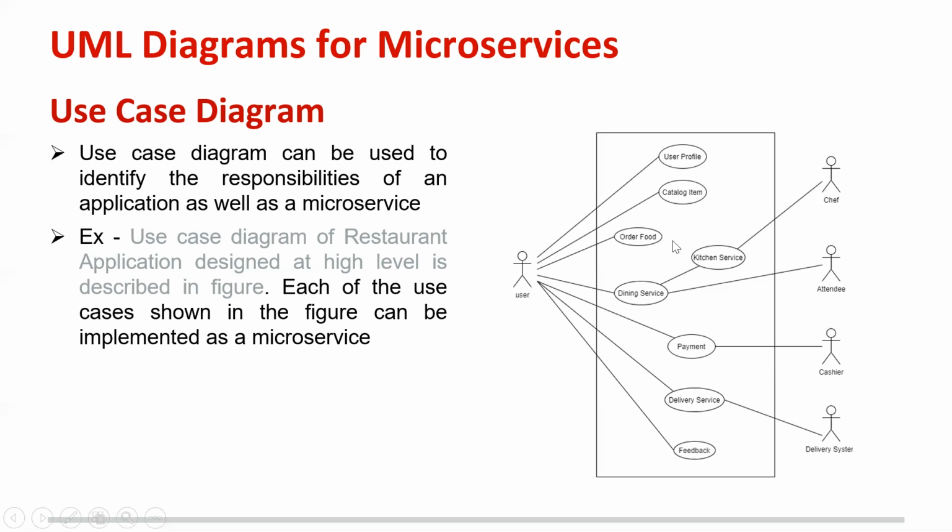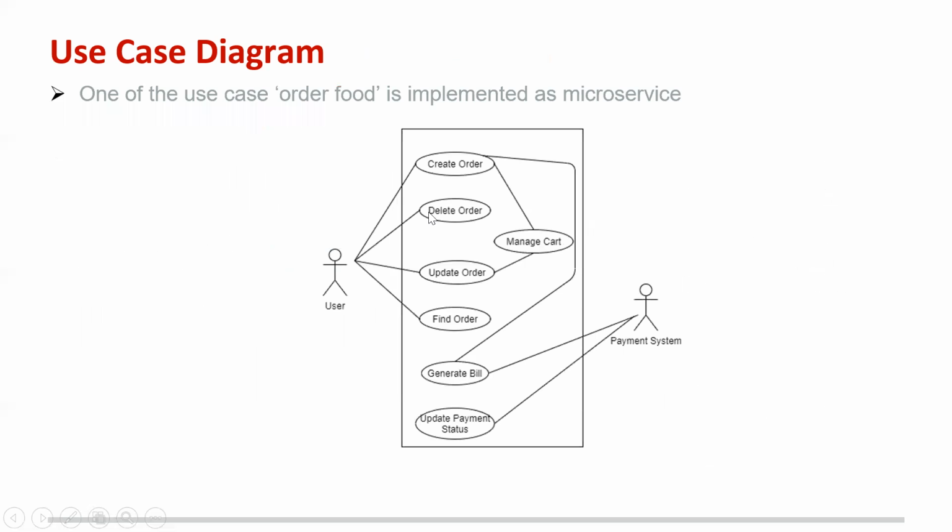We can also design a use case diagram for a specific use case. If you see, each of these use cases is focusing on a particular function. So each of these use cases can be implemented as a service. Inside the service, we can define all the logic it has to do. For example, if we take this order food use case, we will design the use case diagram for making an order of food.